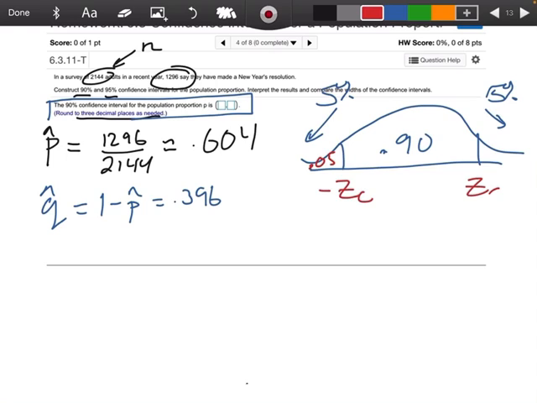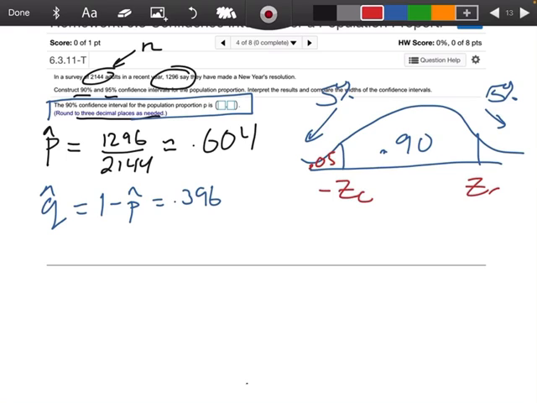So let me get my calculator. Second vars, inverse norm 0.05, and I'm coming up with negative 1.64. If we're going to use 3 decimal places, let's use them here too. Negative 1.645. So this is a negative 1.645, and this is a positive 1.645.